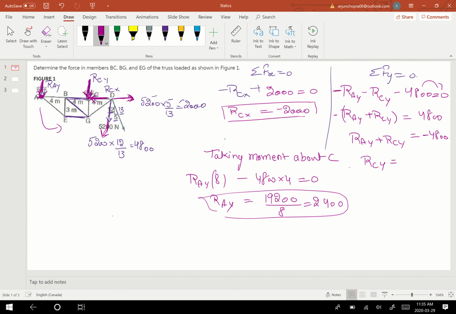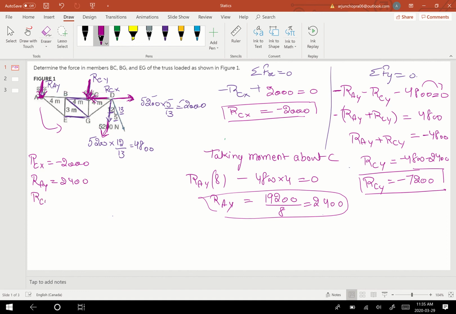So RCY value will be negative 4800, negative 2400. So 4800, this will come out to be negative 7200, the RCY value. So these are the values which we figured out for our reaction loads. So I'm going to write them at a side. RCX comes out to be negative 2000, and then RAY came out to be 2400, and RCY came out to be negative 7200.